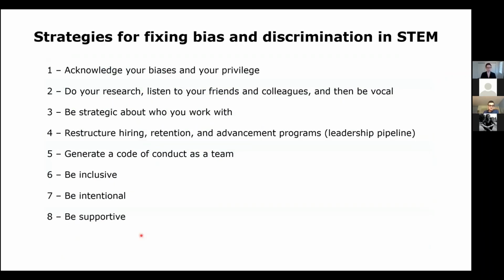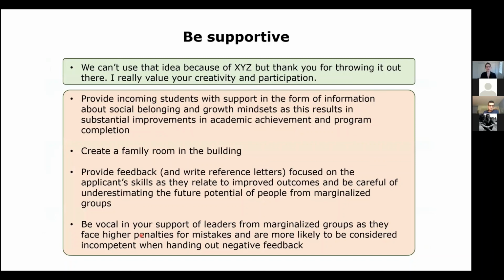Number 8 is to be supportive. Not just when things happen, but in an environment that disproportionately negatively affects certain groups of people. So we can't use that idea because of X, Y, Z, but thank you for throwing it out there. I value your creativity and participation. Please keep participating. Please keep putting your ideas forward because they're important. Participating is important. So this is one of those things that you can actually say, and then these are the things that you can do.